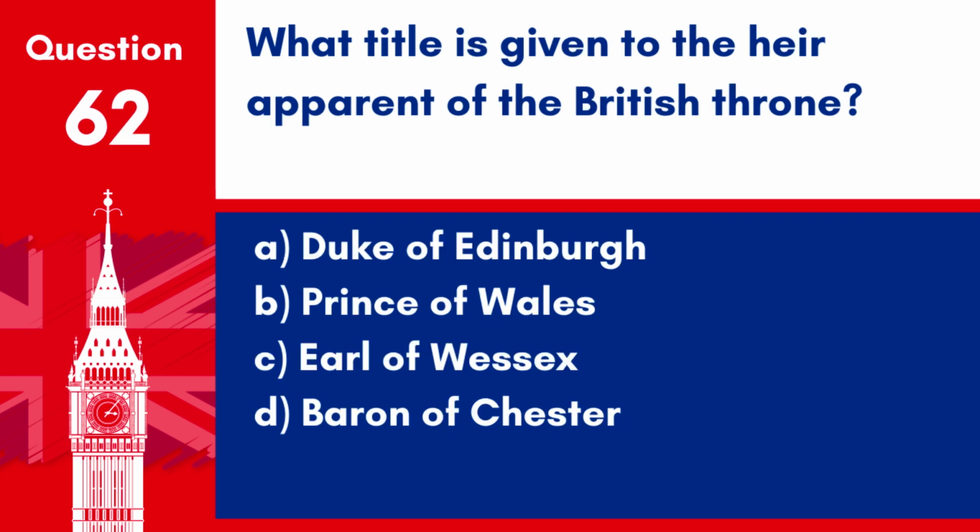Question 62. What title is given to the heir apparent of the British throne? A. Duke of Edinburgh. B. Prince of Wales. C. Earl of Wessex. D. Baron of Chester.